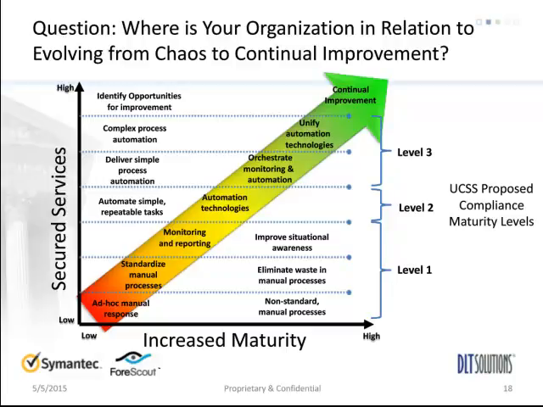And it moves from ad hoc manual process management, which is really that non-standard manual process, to standardizing your manual processes to eliminate the waste in them and get that single best way of doing it. Then monitoring and reporting to improve our situational awareness. We know what we're doing, what's going on, which allows us to pinpoint problems faster and correct them faster.